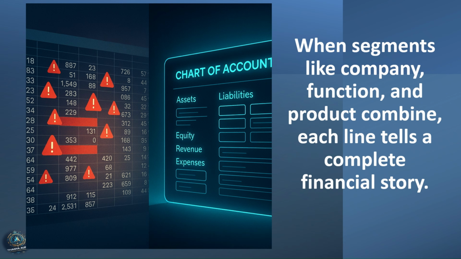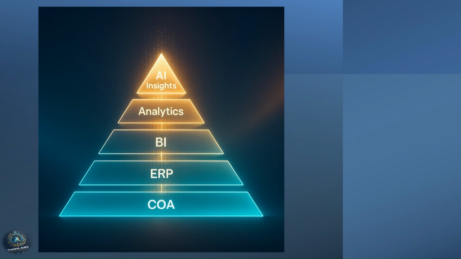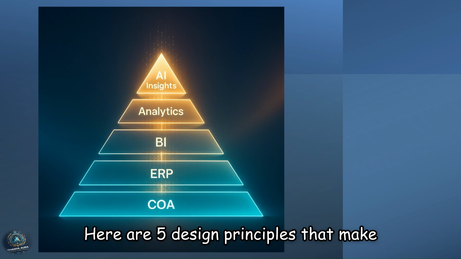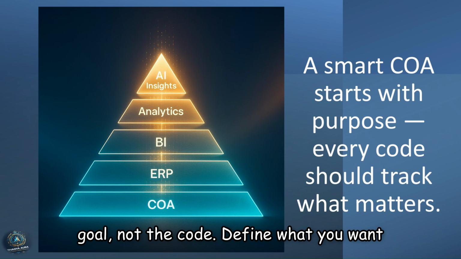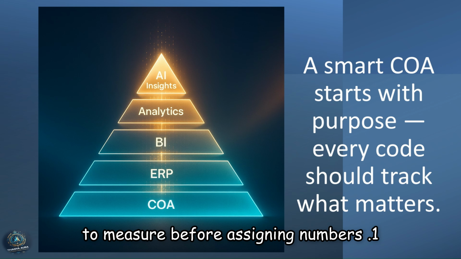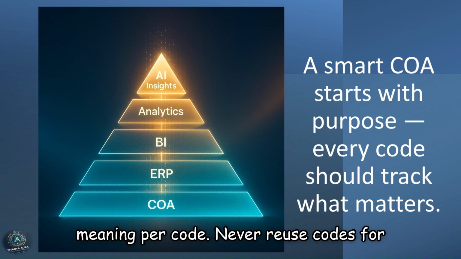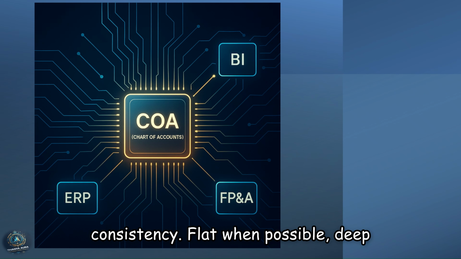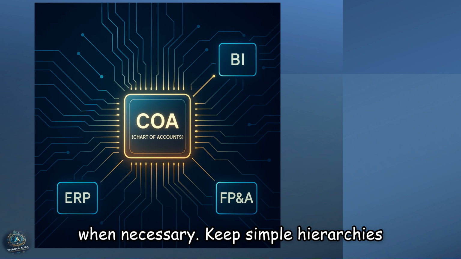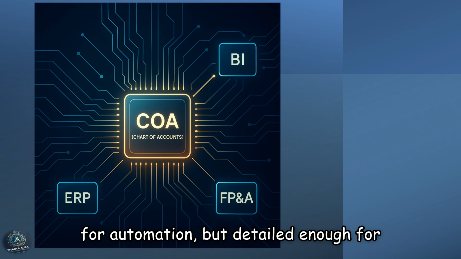A smart COA isn't born from accounting rules, it's built from business logic. Here are 5 design principles that make your COA truly insightful. Start with the goal, not the code. Define what you want to measure before assigning numbers. Point 1 meaning per code. Never reuse codes for different purposes. It destroys consistency. Flat when possible, deep when necessary. Keep simple hierarchies for automation, but detailed enough for strategy.